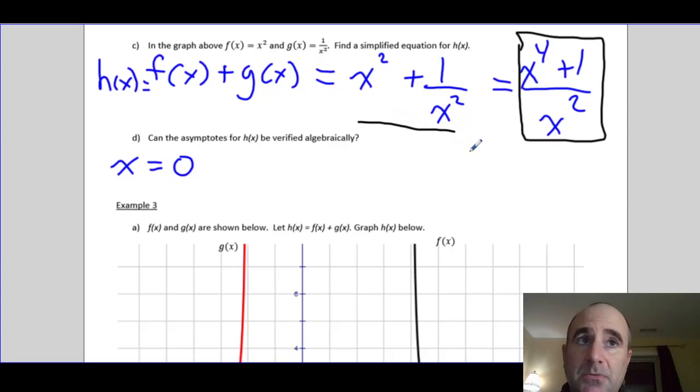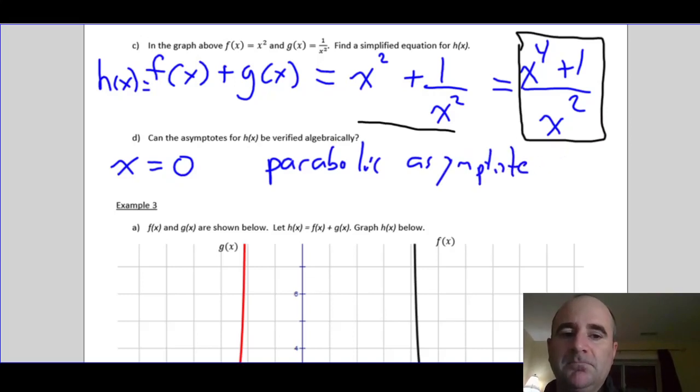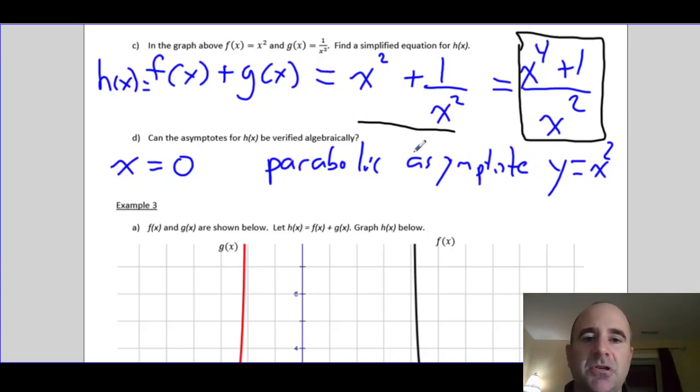Okay, as x gets really, really big, 1 over x squared becomes very, very small, and x squared is more significant. So what ends up happening is as x gets bigger and bigger, this fraction on the right becomes so small, the graph starts to look more and more like x squared. So that's like a parabola, sometimes called a parabolic asymptote. And we saw that in the last lesson. So our justification algebraically is just looking at the equation when it's written as a sum like that.